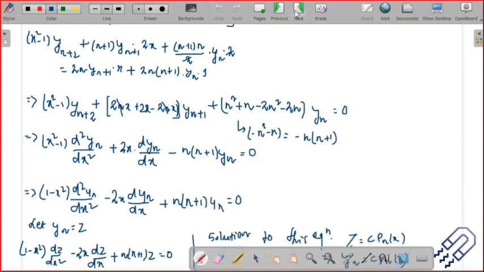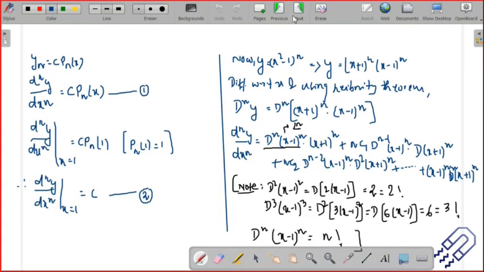For finding out the constant, we are going to take x is equal to 1. We see that this is equal to c. Now we don't know what this is, so that means we have to differentiate this y n times. So let's just differentiate it, separate this out, and then we are going to use the Leibniz theorem again.